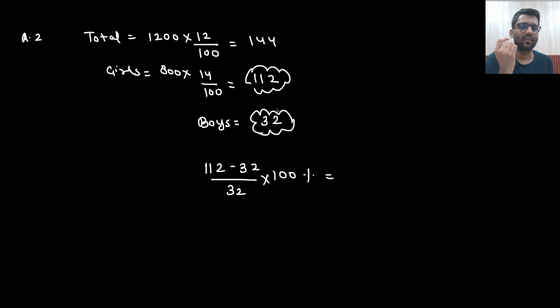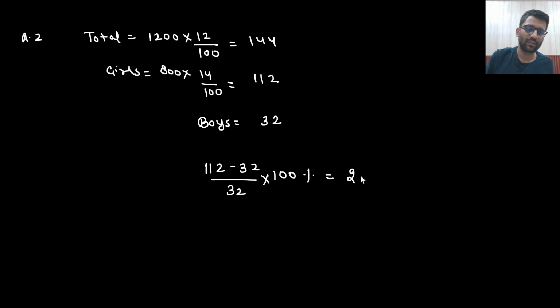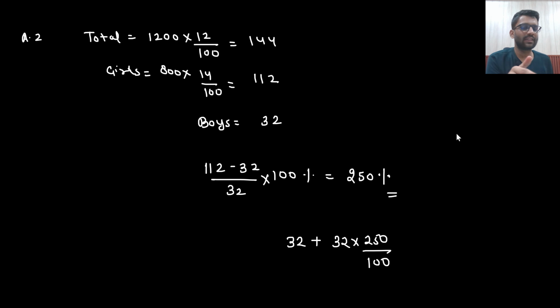Understood? So what would the answer be? 112 minus 32 divided by 32. So that would be 250%. So if you take 250% of 32, 32 was the boys, what does that mean? What is 100% of 32? 32 only.